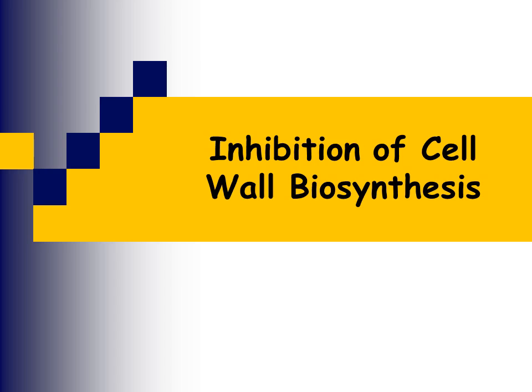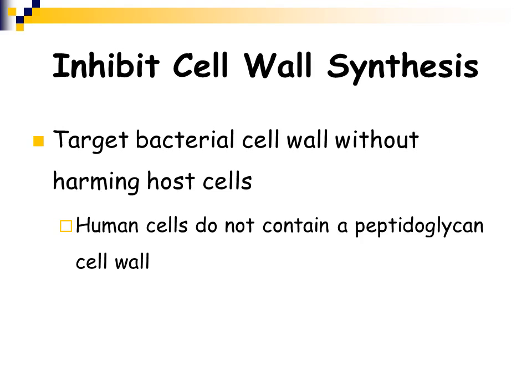So we're first going to talk about the antimicrobial agents that inhibit cell wall biosynthesis. These antimicrobial agents will target that bacterial cell wall, which is a wonderful target because it is not going to harm the host cells at all, because the target in the bacterial cell wall is usually peptidoglycan, and peptidoglycan is only present in the prokaryotic cell and not in a human eukaryotic cell.